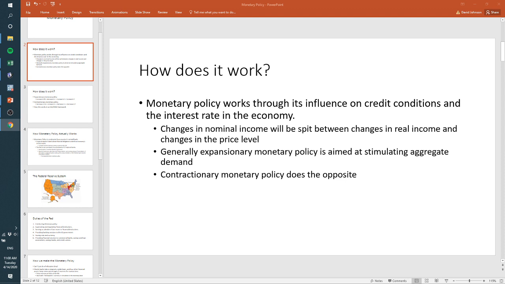If the government does engage in contractionary monetary policy, then what it's trying to do is destimulate aggregate demand, and by destimulating aggregate demand, it's reducing that C plus I plus G. It's trying to slow down production. And if that happens, that means unemployment is going to increase. The opposite is the case with expansionary monetary policy.